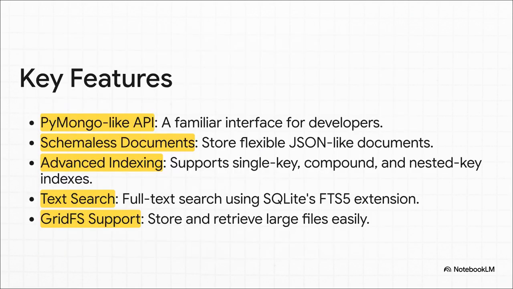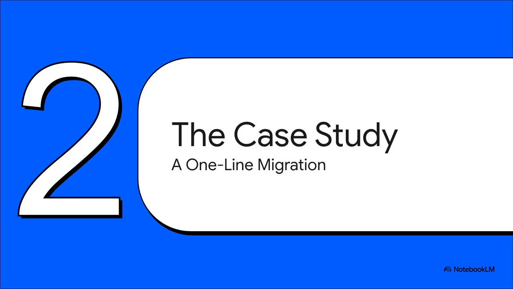And you're not sacrificing features either. You get a flexible schemaless document store, you get powerful indexing, you even get full-text search and GridFS for storing files. The amazing part is that all of this comes without ever needing to run a separate database server. Okay, so that all sounds great in theory, but how does it actually hold up in the real world?